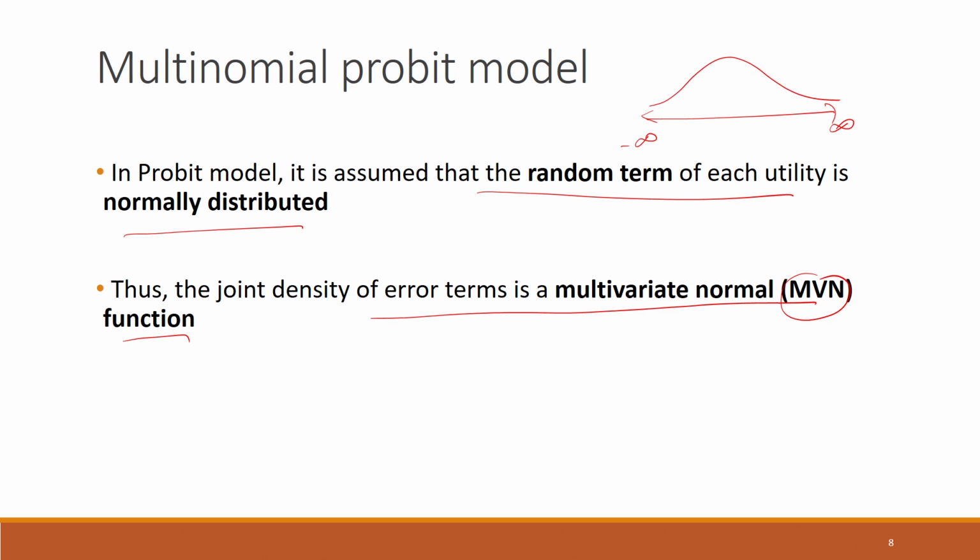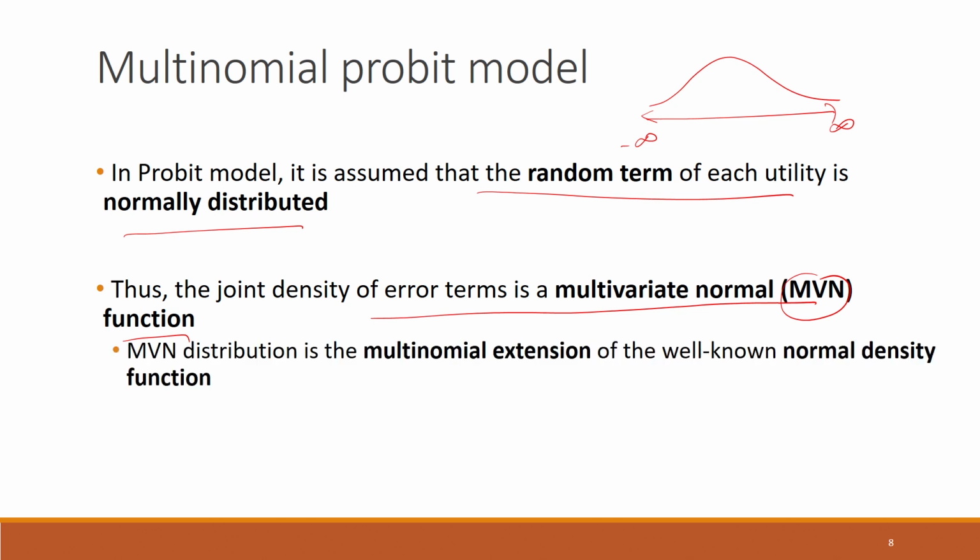So, this bivariate normal distribution function will be looking like a two dimensional bell, okay, which is kind of coming out, okay. You can think of it as a three dimensional bell also, where the third dimension is representing the probability density function at any given point x1 and x2, okay. In this case, x1 will be the value of the first error term and x2 will be the value of the second error term. So, this MVN distribution is the multinomial extension of the well known normal density function, okay.